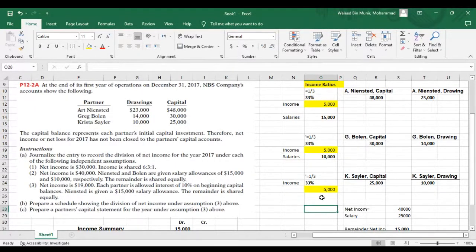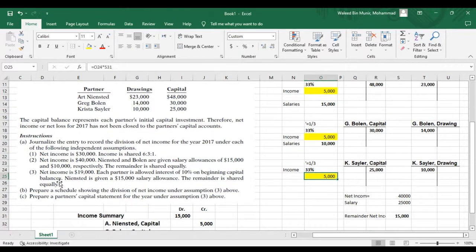This third partner has no salary, right? So if you see here, first understand how much he will get. Nielsen: capital 15 and 5, 20, right? He will get 15 from salary, and the third partner will get only 5,000, which is income. He is not getting any salary. Now the question says, journalize entry. Again, same method. What will be the entries, right?